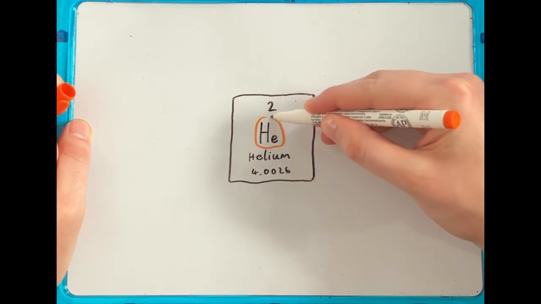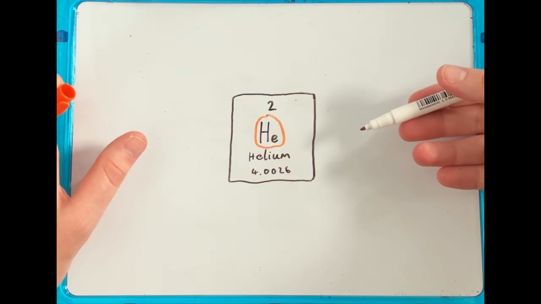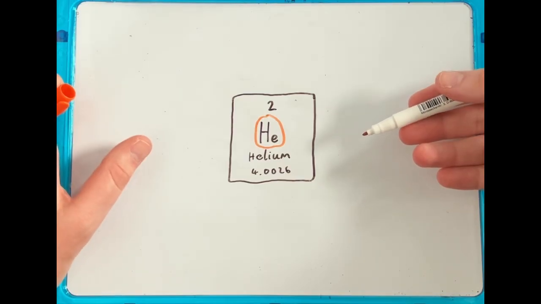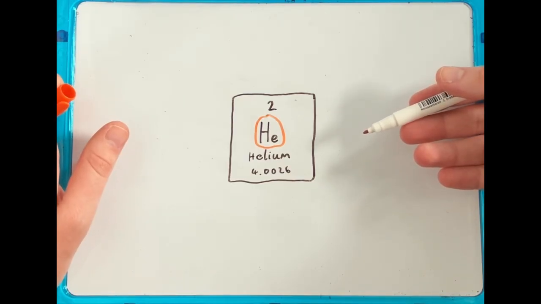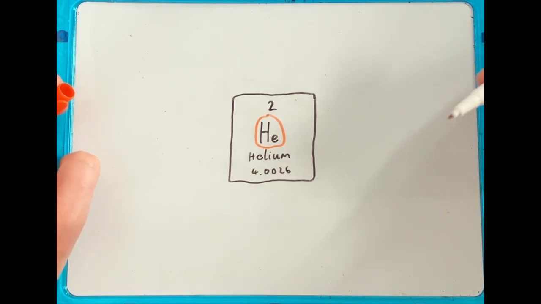In the centre of the block there is the element symbol. This will be one capital letter or a capital letter and a lowercase letter, never two capital letters. They often relate to the name of the element, He for helium, but sometimes they can seem a little bit random. This is usually because they are derived from Latin roots.